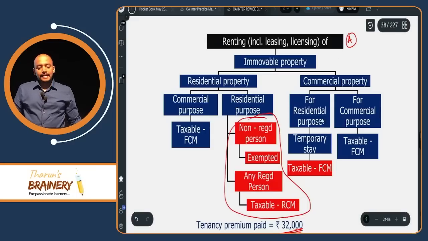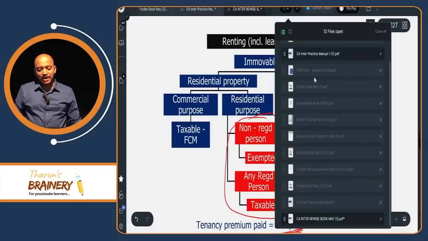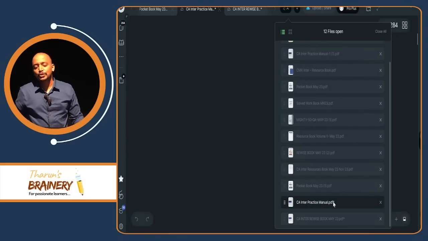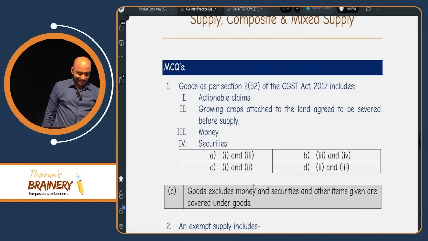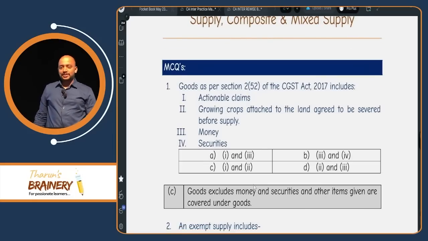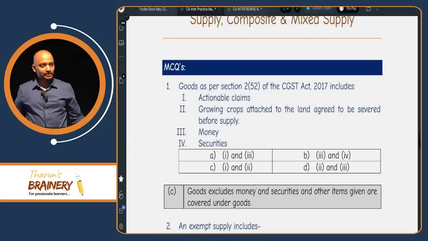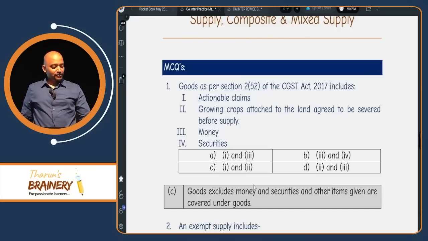Okay. So now we will move on to practice manual discussion related to this. Segment 2 we have completed. Next is supply, composite supply and mixed supply. We need a break at 4 o'clock, we will take a break.